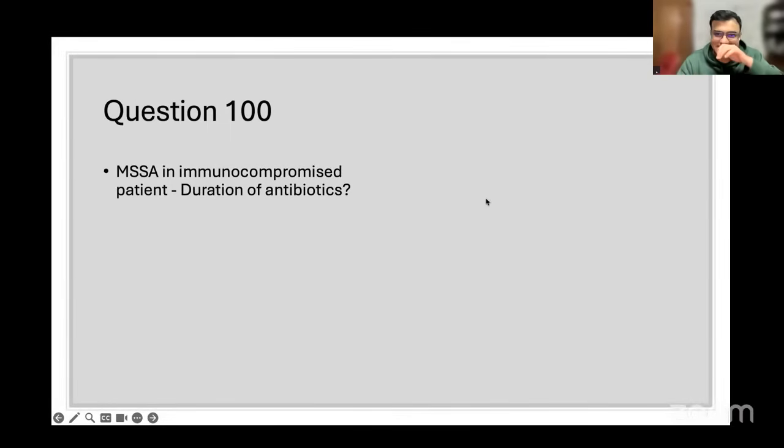So, methicillin susceptible staph aureus bacteremia in an immunocompromised patient, what is the duration of antibiotics? So you should minimum give for 14 days. Okay. Minimum give for 14 days.